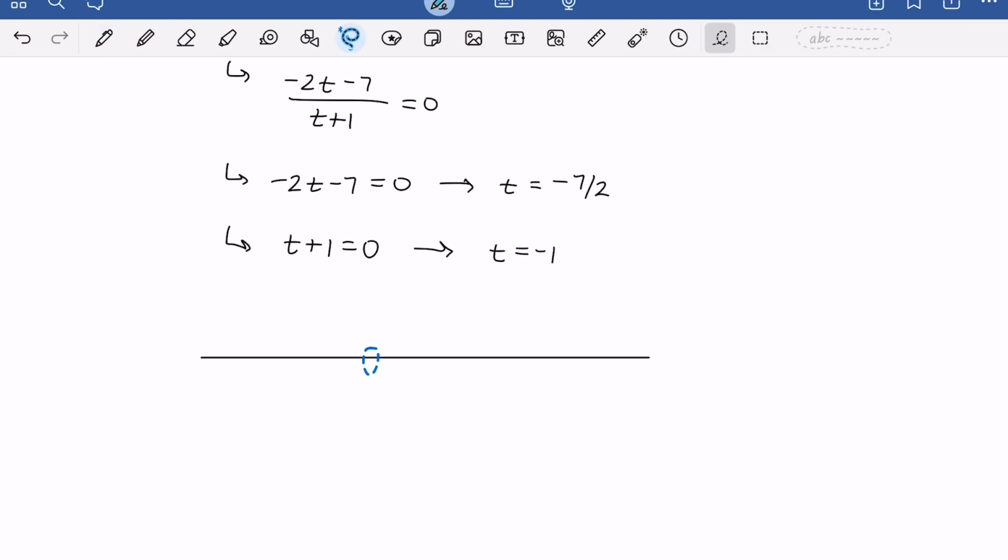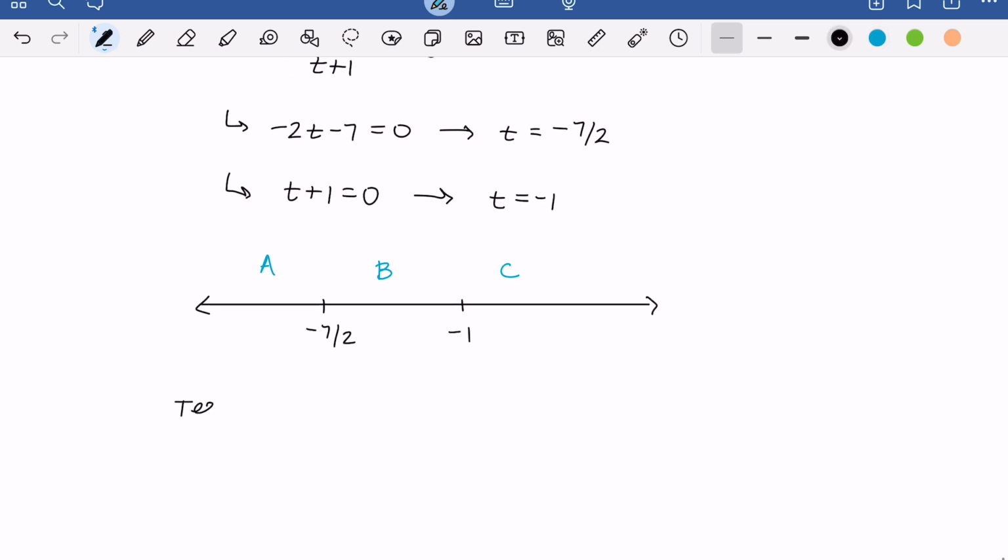Let's move this down a little bit. We're going to have negative 7 over 2, so that'll be right around there, and then let's say negative 1 is here. So we have our three intervals again that I'm calling A, B, and C. And so what we're going to do is what we've seen in the last several examples. Let's pick some test numbers in each interval.